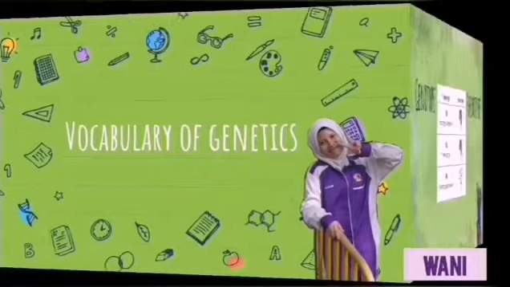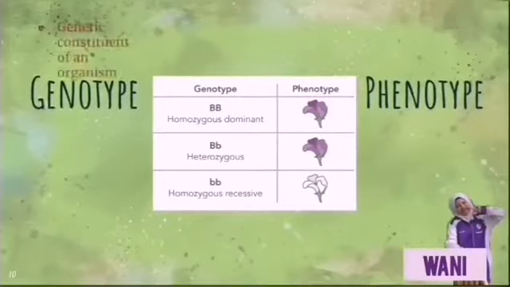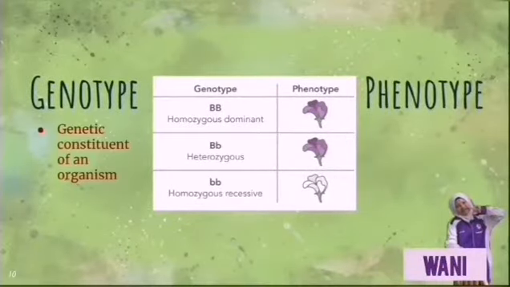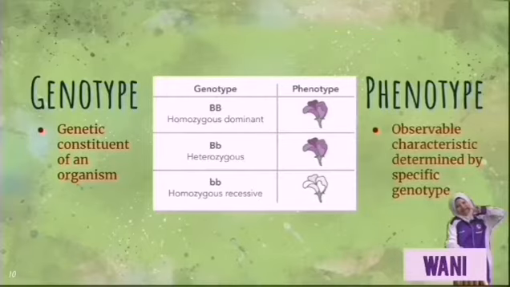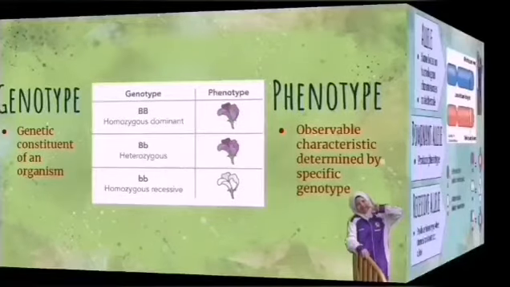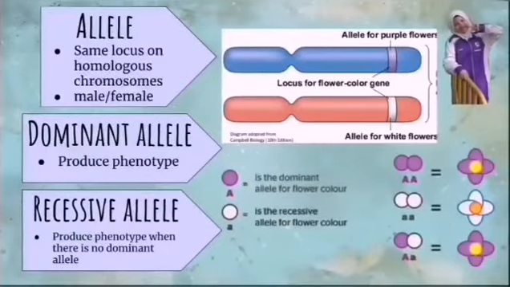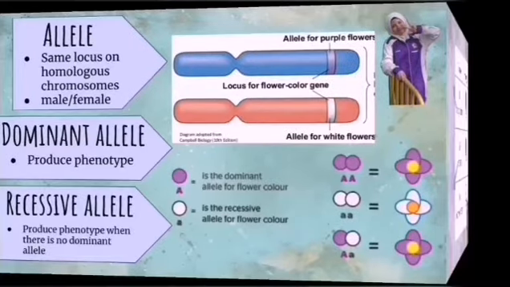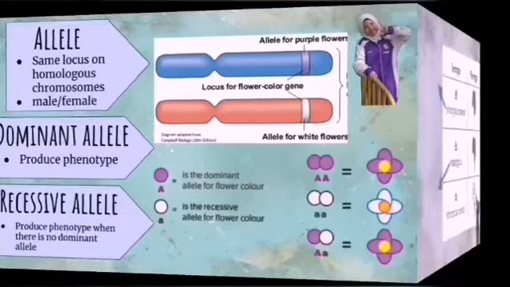Vocabulary of genetics. Genotype: the genetic constituent of an organism, like the capital B and the small b. Phenotype: the observable characteristic determined by a specific genotype. As you can see, the purple flower and the white flower. Allele: located at the same locus on the homologous chromosome, either female or male. Dominant allele: produces the phenotype, like the capital A. Recessive allele: produces the phenotype when there is no dominant allele, like only small a.